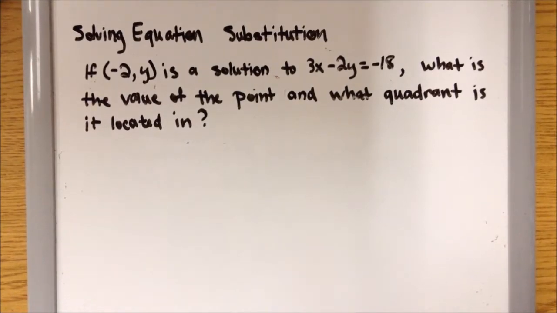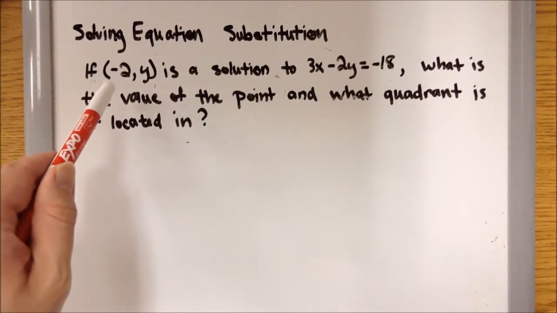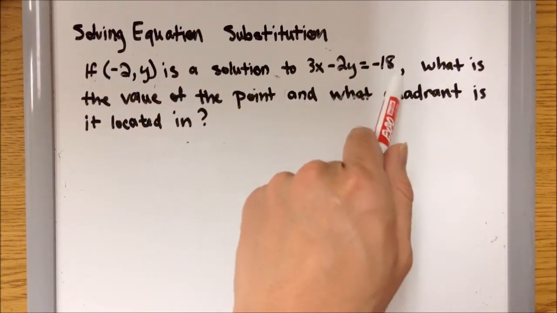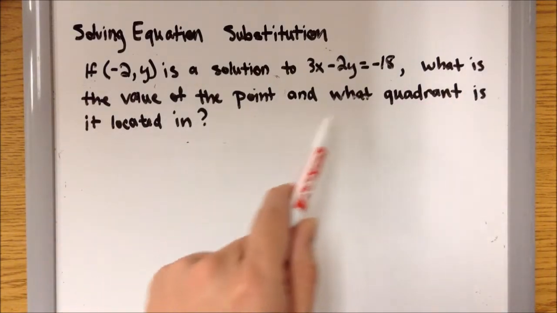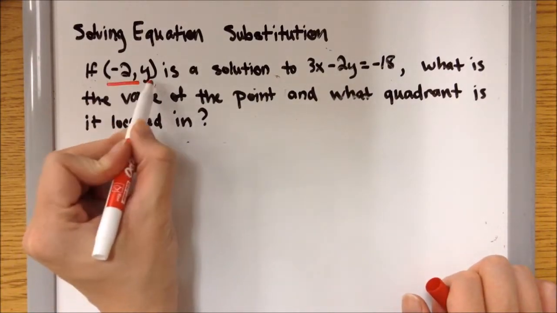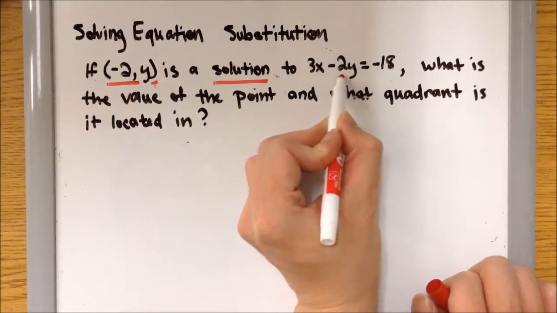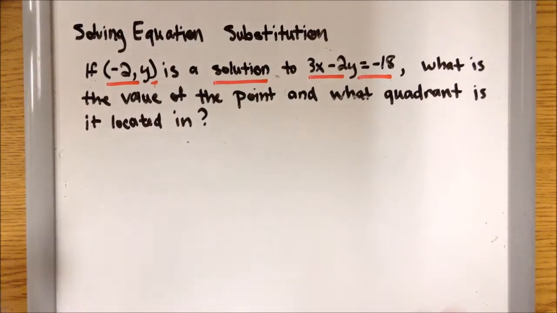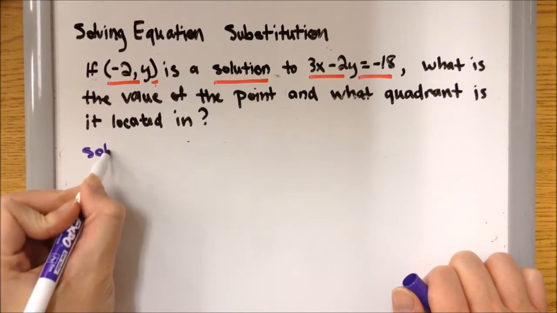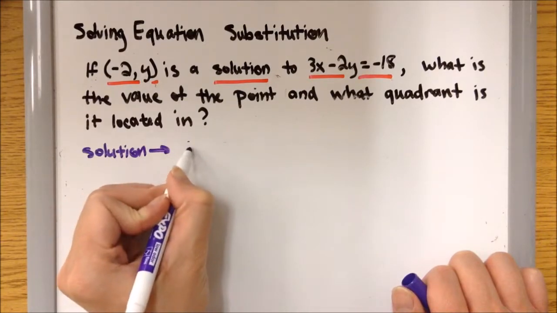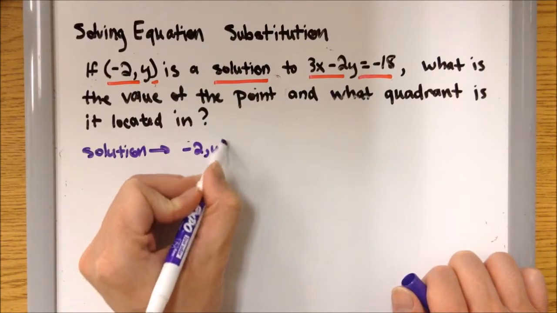In our second example, we have: if (-2, y) is a solution to 3x - 2y = -18, what is the value of the point and what quadrant is it located in? So we have (-2, y), which is a solution to 3x - 2y = -18. Let's write out the solution that we know, which is (-2, y).